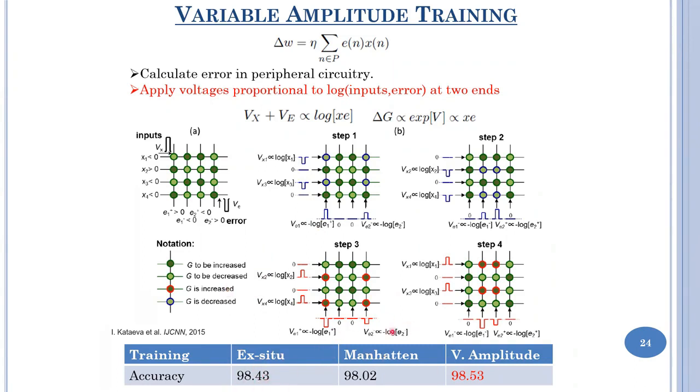If you train them using Manhattan on the hardware, the Manhattan rule simply means you are changing the conductance by a fixed amount just by looking at the sign of this thing. That way, the accuracy will degrade definitely, but you still get an accuracy which is close to 98.02%. And if you use this variable amplitude training, then the accuracy increases to 98.53. So variable amplitude training is even better as compared to XC2 training. So this was all about your training of hardware neural networks.